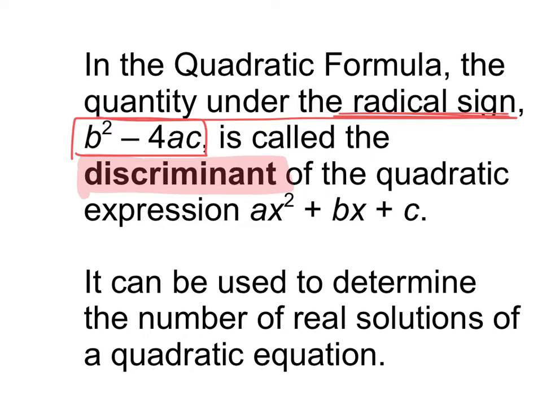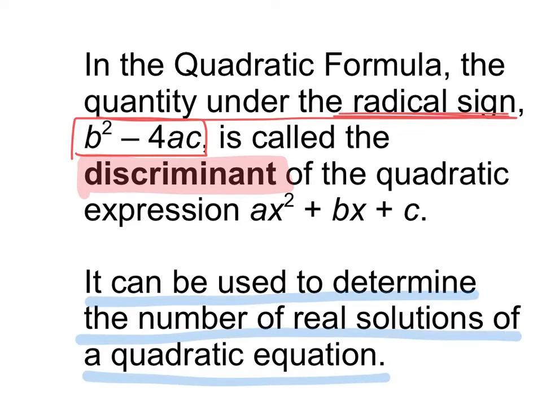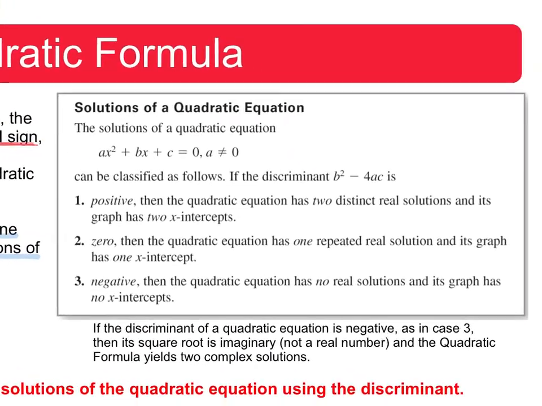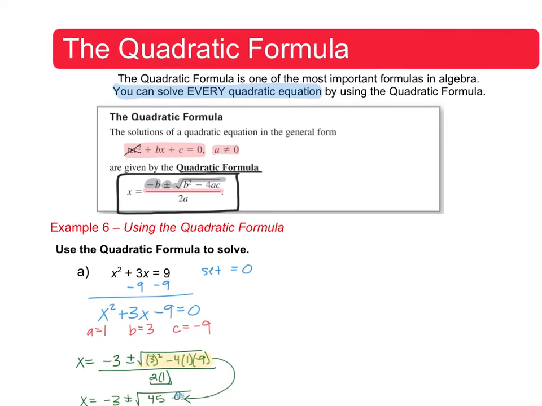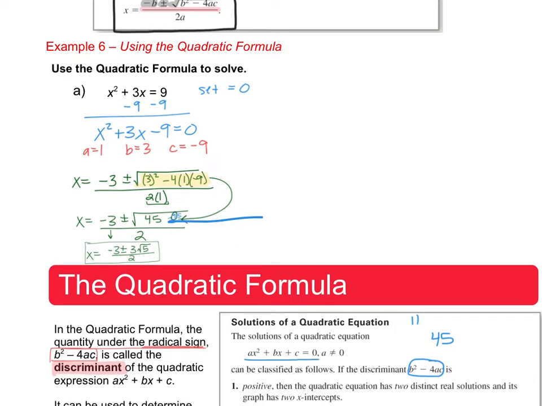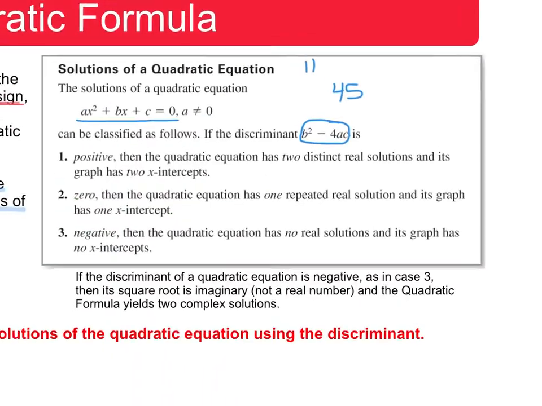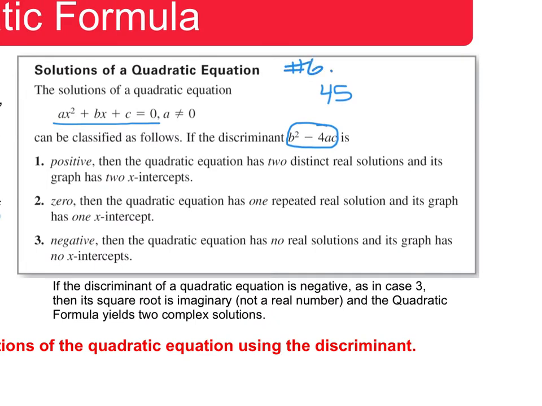So it says down here, it can be used to determine the number of real solutions of a quadratic equation. Well, how does that work? Let's take a look at the box that we have here. If we have our standard form and we find the discriminant, b squared minus 4ac, if we figure out what that number is. So in our first example, that number was 45. From what number was that up there? Example 6, this example right here, the number under our square root was 45. So this is from number 6. So our b squared minus 4ac was 45.